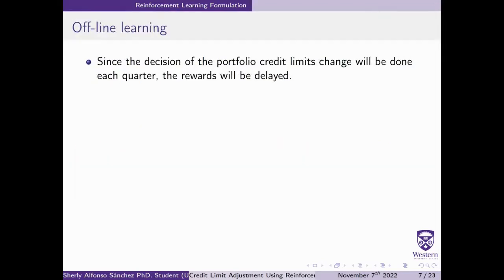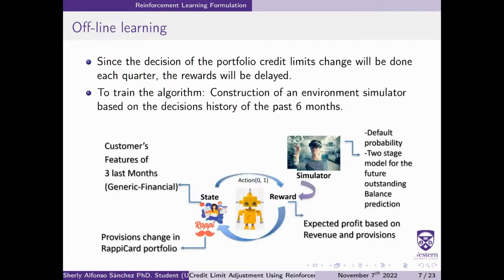This is a very challenging problem because it's different from having a deterministic environment, since we are not going to be able to perceive immediate rewards, and we also needed to decide the periodicity of taking these actions. Since this was decided also with the company, we chose a periodicity of every 3 months. Because of that, we needed to construct an environment simulator based on decision history during the last 6 months.